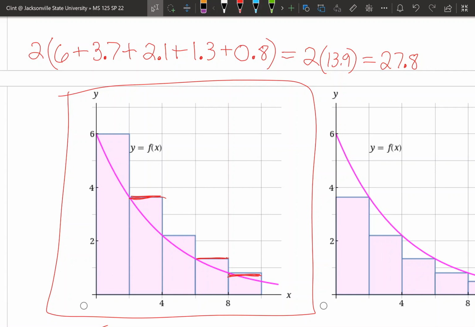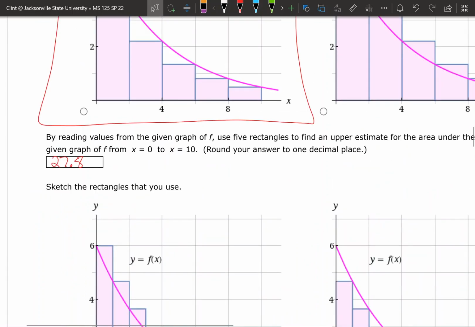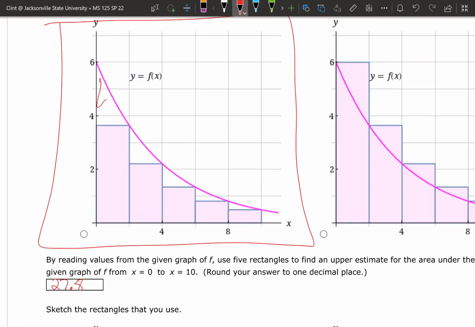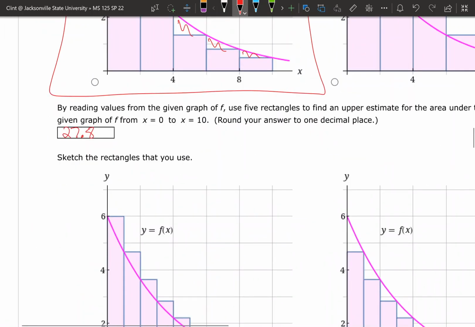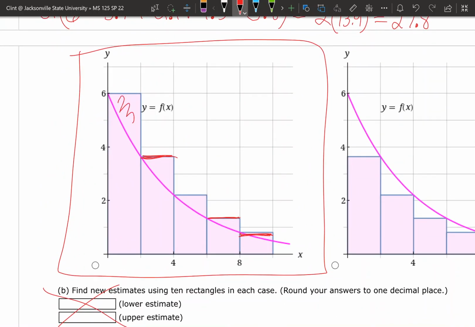Questions on that one? You good on why the first one's an underestimate and the second one's an overestimate? Because on the first one, we're missing that piece, that piece, that piece, that piece, that piece. So our number we get is going to be a little too small. And then on the next one, we've got that too much, that's too much, that's too much, that's too much. So it's going to be a little bit too big.